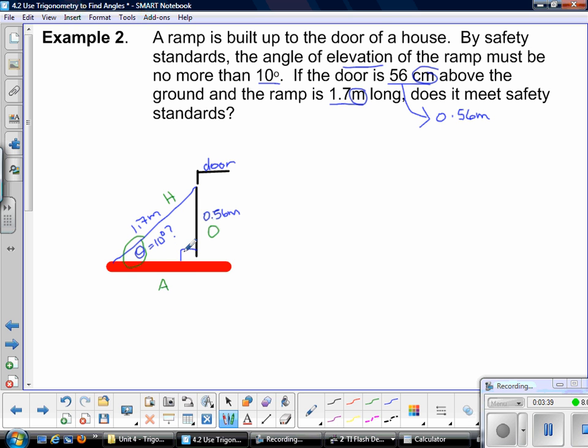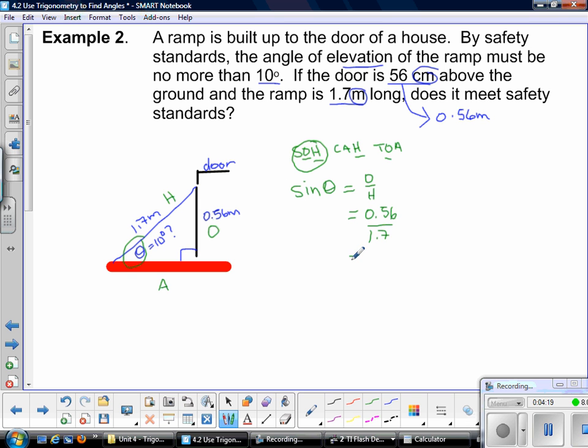So again, to make sure that I'm always picking the right one, I'm going to write down SOHCAHTOA. And after I have SOHCAHTOA, I see I have opposite and I have the hypotenuse. So again you see that we're going to use sine. So I write down my formula, sine of theta. And now I want it to be 10, but I'm checking to see whether it is going to be 10. Is opposite over hypotenuse. Opposite here is the 0.56, and our hypotenuse is 1.7 meters.